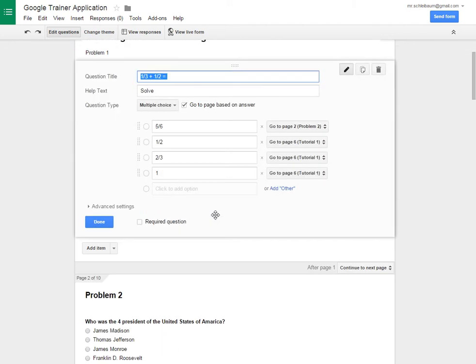Let's look inside question number 1. We have our question, we have our help text telling the students what we'd like them to do with the question, and we have our answers. So our correct answer moves the student on to problem number 1, and our 3 incorrect answers move our students on to tutorial number 1.